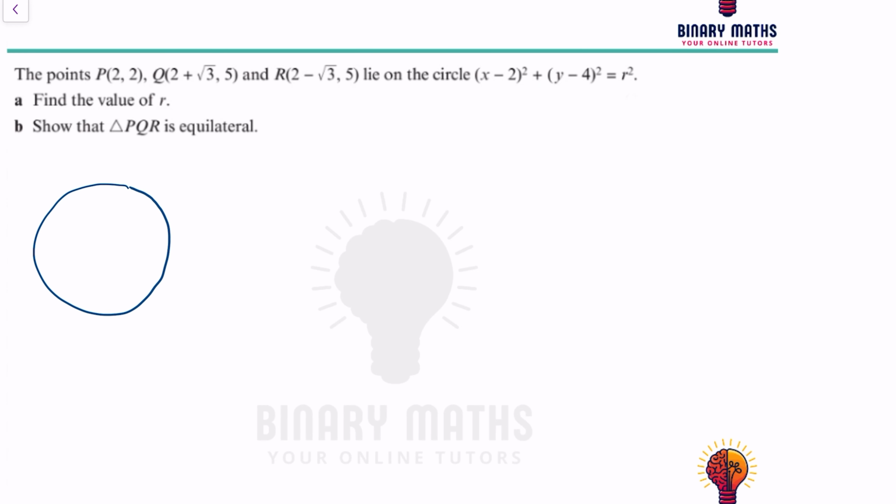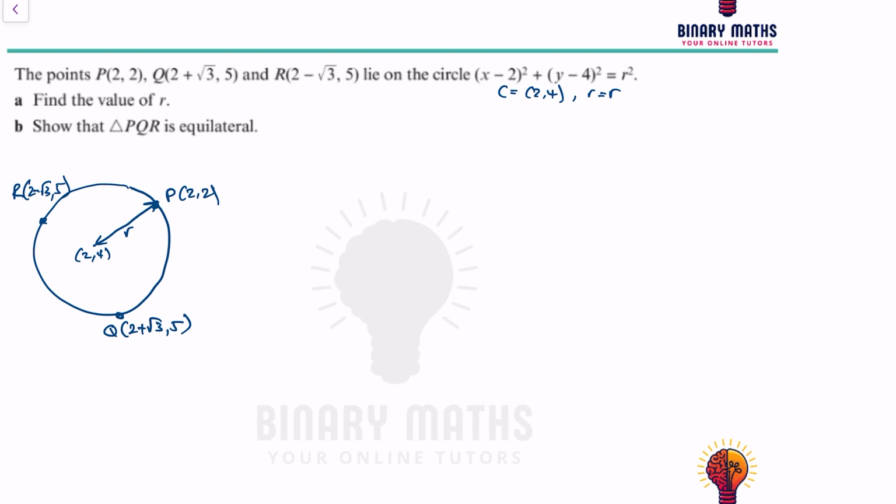So because my circle has center (2, 4) and radius r, because we don't know what it is. And somewhere here we've got P, which is equal to (2, 2). Somewhere on the circumference of the circle we've got Q, which is equal to (2 plus root 3, 5). And another point R, which is equal to (2 minus root 3, 5). So let's find the value of r.